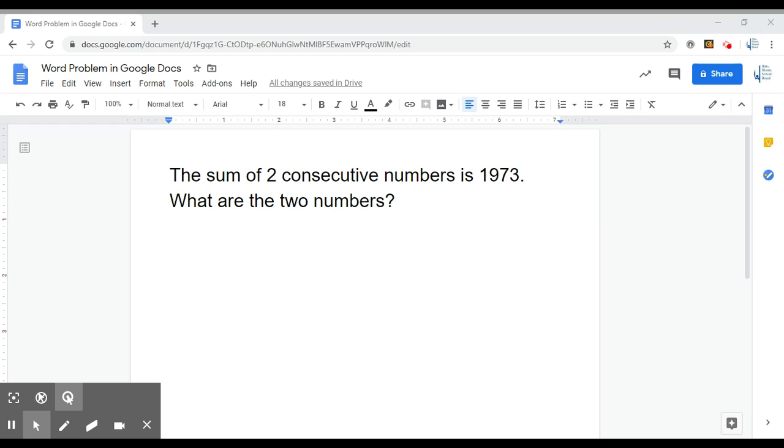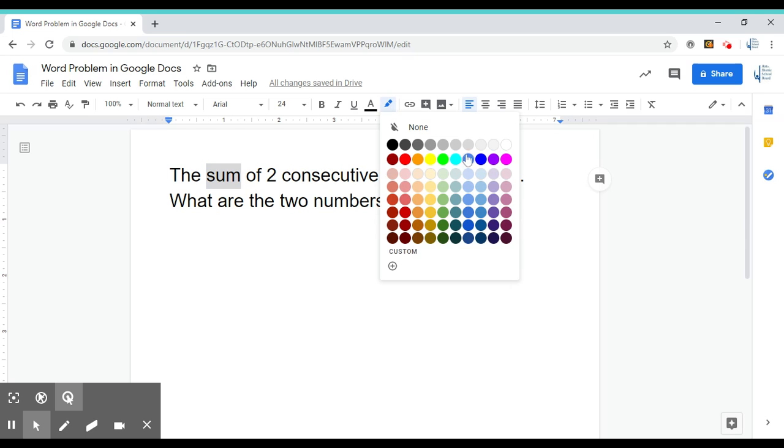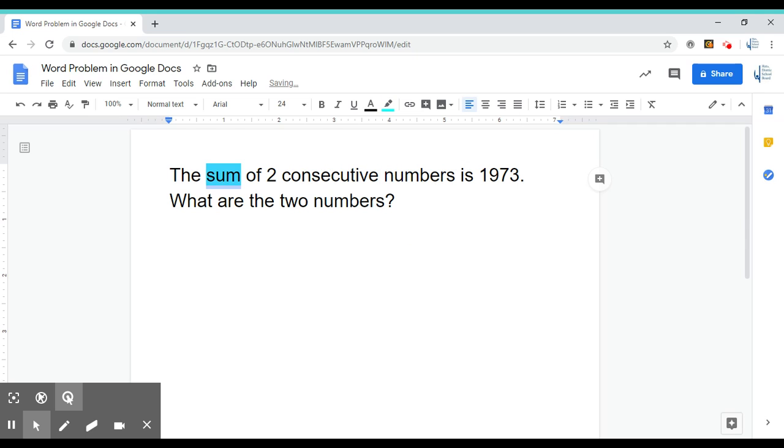I can still do that. So I'm going to start with the total. It does say the sum is 1,973. So I can highlight the word sum, and then in the middle here, there's a tool that says highlight, and I'm going to pick a blue. Then I'm going to do the same thing here for 1,973. I'm going to highlight it. I'm going to pick blue.